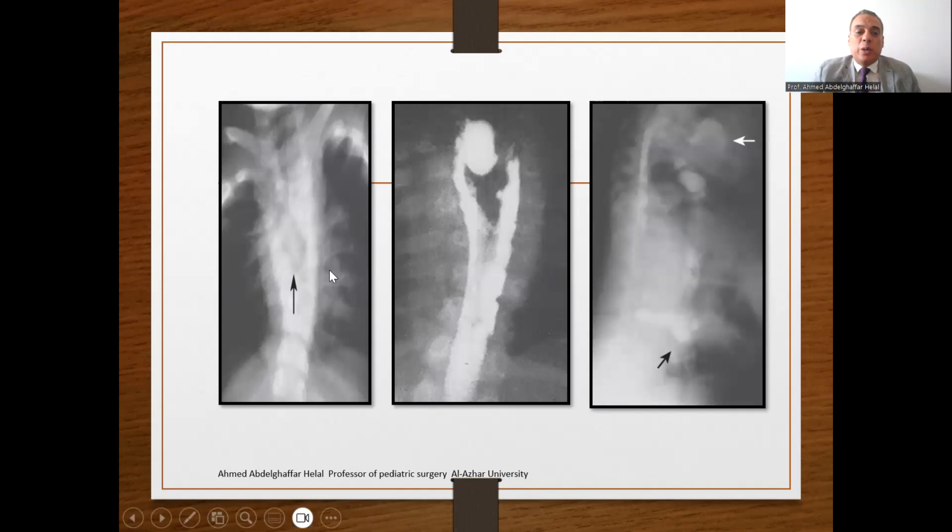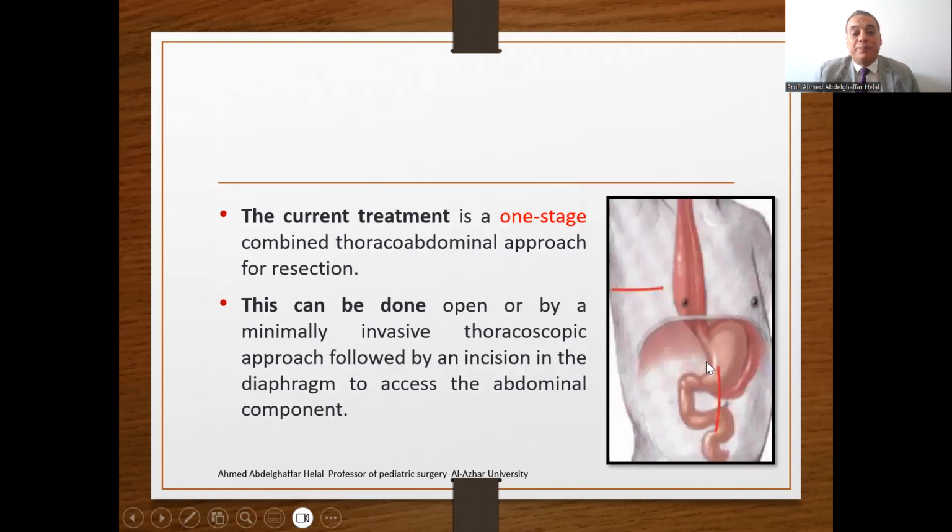As we see in this myelogram, showing a defect in the vertebral bodies and a filling defect, these demonstrate communication with a cyst in the thorax above the diaphragm and also small bowel below the diaphragm. So there is a vertebral defect, a filling defect, and a communication between above and below the diaphragm.